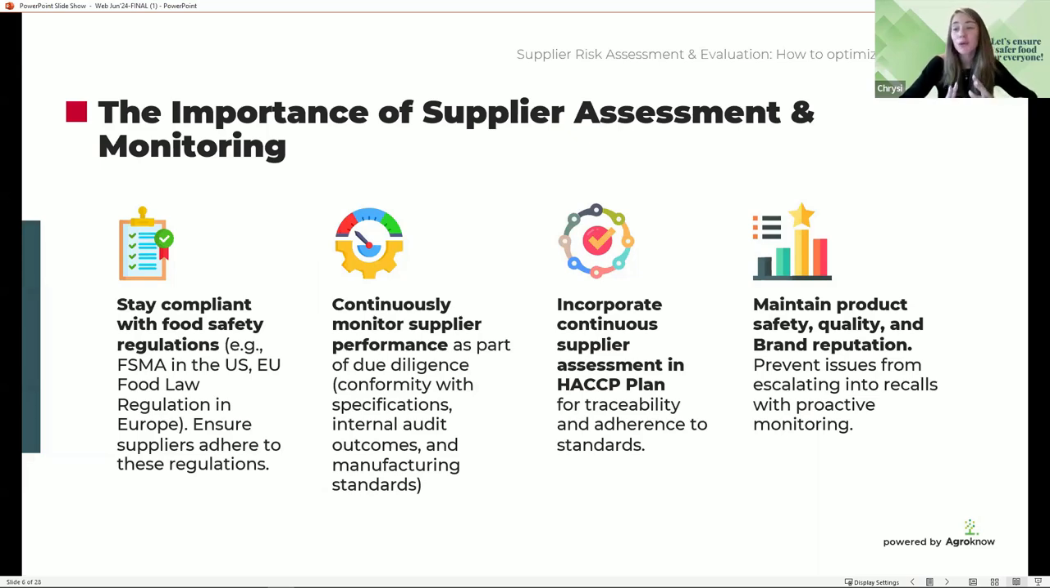Finally, it's all about the brand's reputation. And as we all know, a brand's reputation is built on the trust consumers have in it. So regular and proactive monitoring of your suppliers helps to ensure that all the ingredients that are used are of high quality and are safe, of course, for consumption. Ultimately, effective supplier monitoring can demonstrate a company's commitment to quality and safety. And of course, that fosters consumer trust and also loyalty.